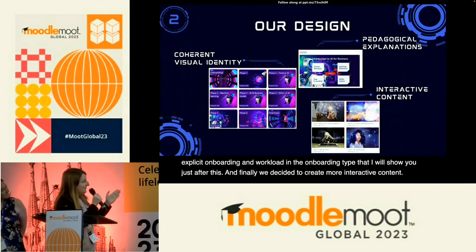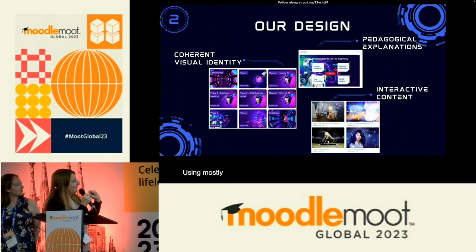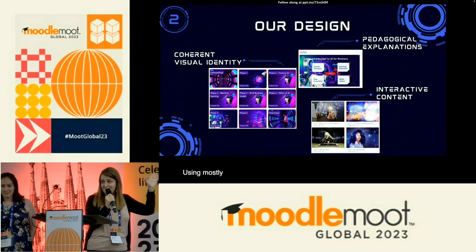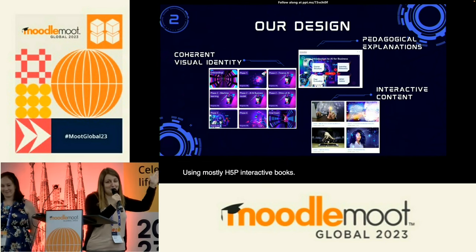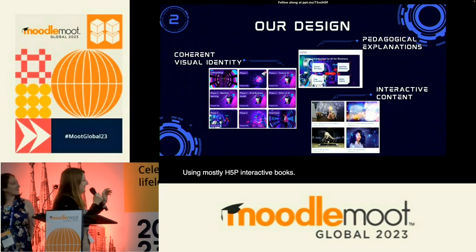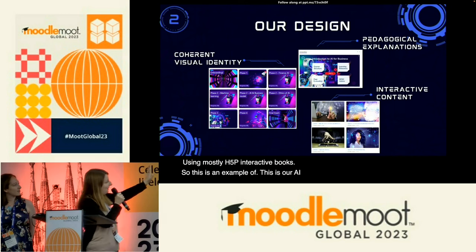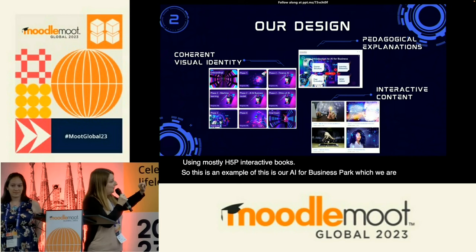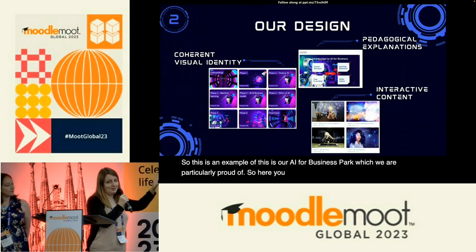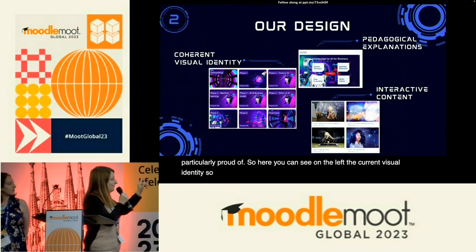So this is an example. This is our AI for business SPOC, which we are particularly proud of. So here you can see on the left the coherent visual identity. So we chose images that are coherent with the theme of the SPOC.